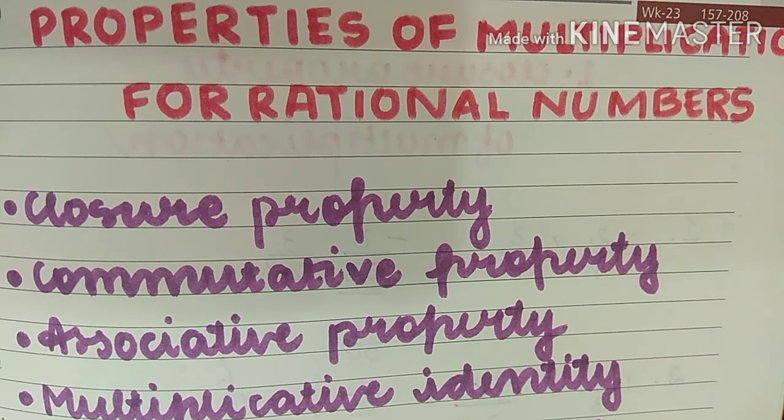Then we learned multiplicative identity. One is the multiplicative identity. Then finally we learned multiplicative inverse. That means p by q into q by p is equal to 1. That means q by p is the multiplicative inverse of p by q. This is all for today.